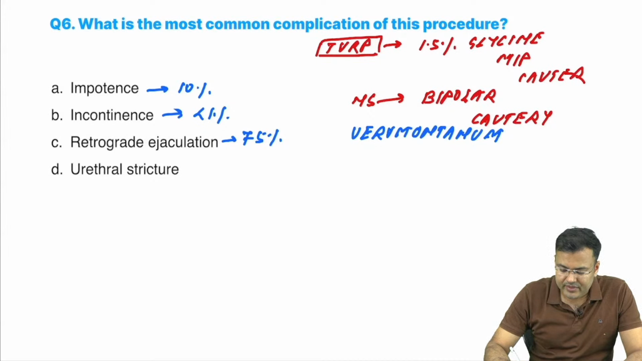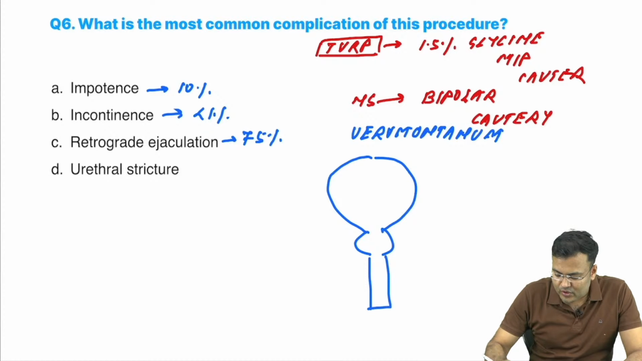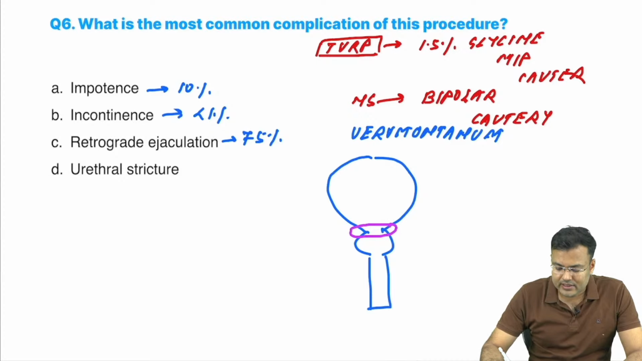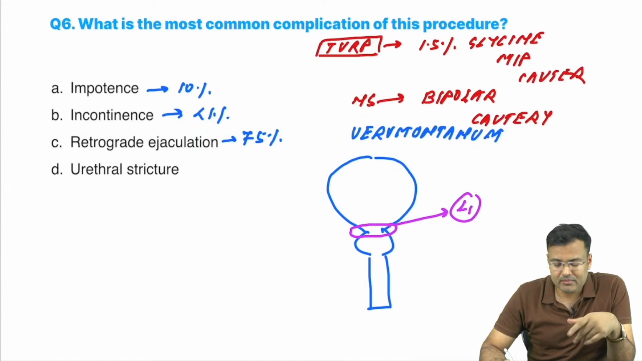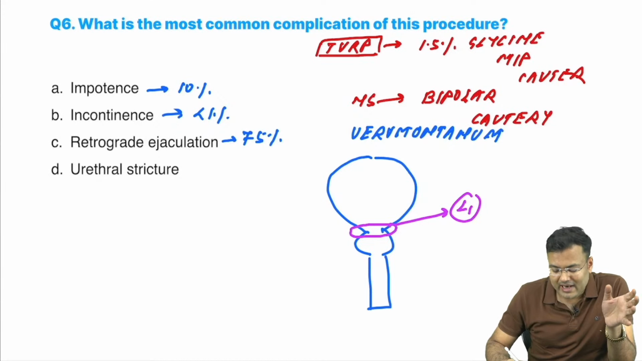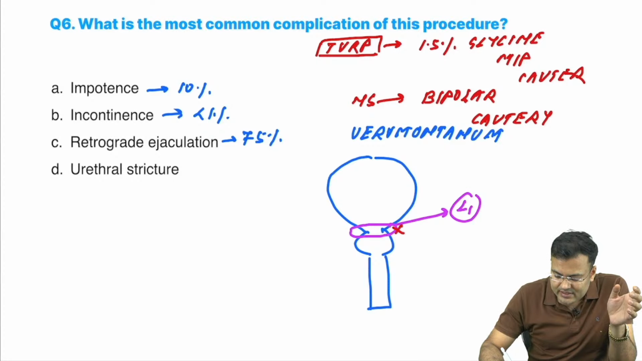I'm repeating. This is the bladder. Can you see this? This is the prostate. What's the big problem here? There is the internal sphincter here. This is under control of L1. Okay? Whenever you are performing TURP, what is the big problem? There is no proximal landmark. So this sphincter is injured.